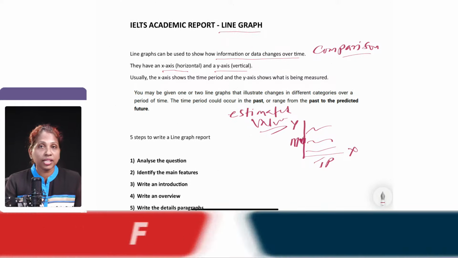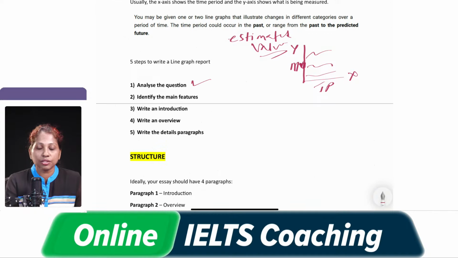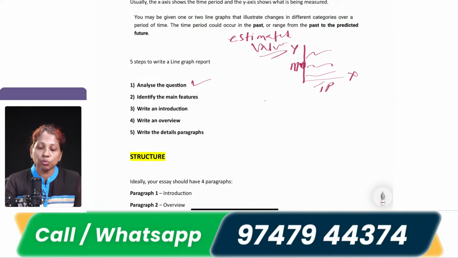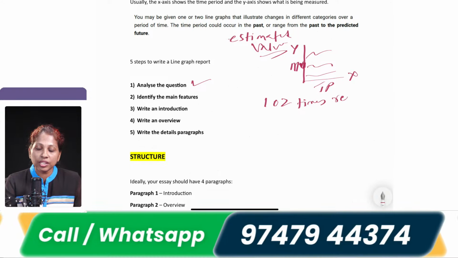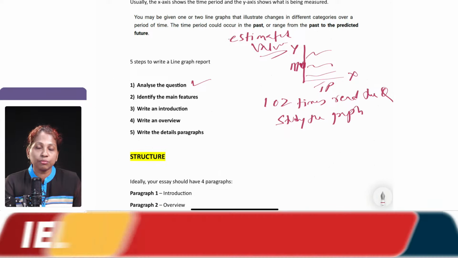When you get that, how do you write a line graph? What are the 5 steps? First, you analyze the question. Like I told, the 3 parts of the question, you read at least once or twice. Then you study the diagram, that means study the graph. That is also an important part.